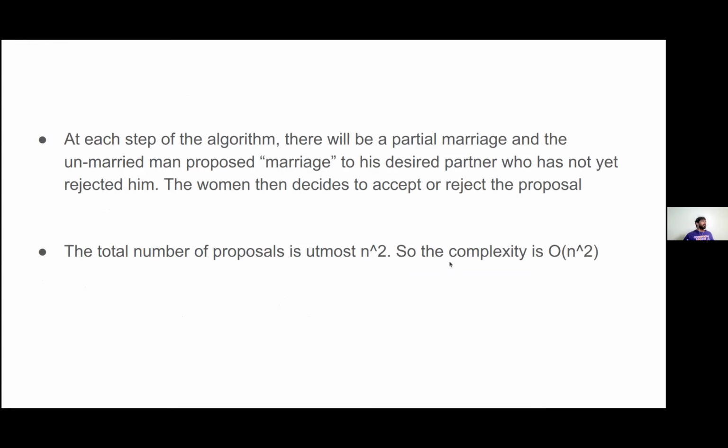Note that at each step of the algorithm, there will be a partial marriage, and the unmarried man proposes marriage to his desired partner who has not yet rejected him. So then the woman decides whether to accept or reject the proposal based on her current matching or preference set. So in this algorithm, there could be a total of n square proposals. So the runtime complexity of this algorithm is order of n square.